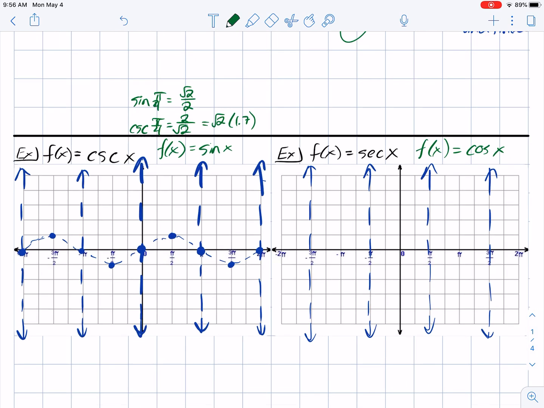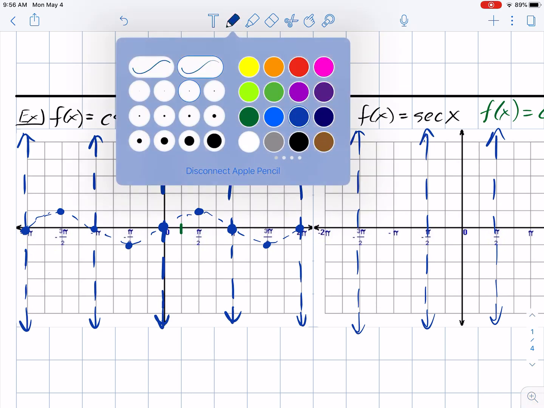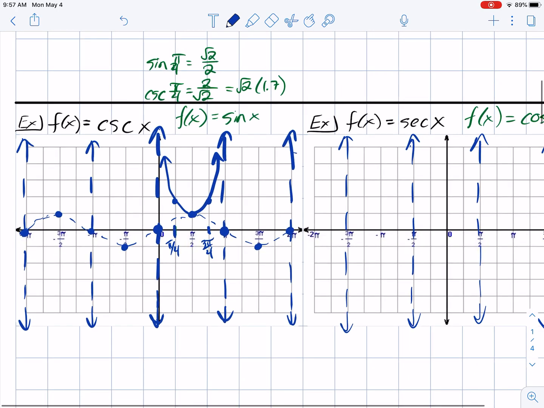So if I go to pi over 4, which is right here, halfway between, 1.7 is somewhere up here. And the same is going to be true for 3 pi over 4. It's going to be up here. If you remember what happens with the asymptotes, the graph gets really close to but doesn't cross. So for cosecant, it's going to look like a parabola in all of these different sections of the graph, okay?